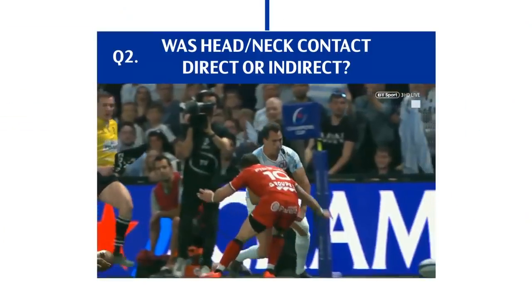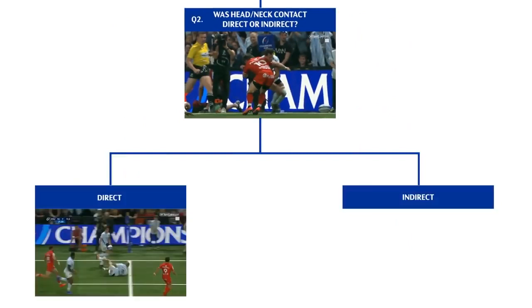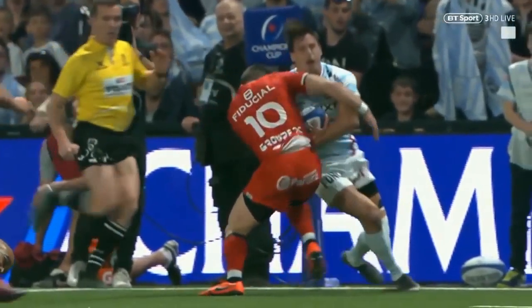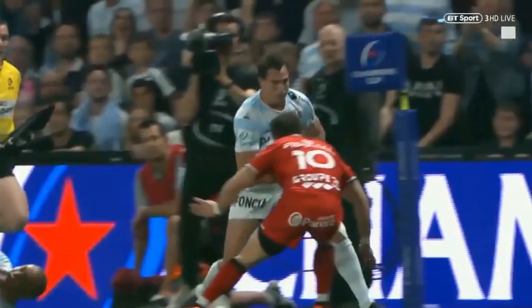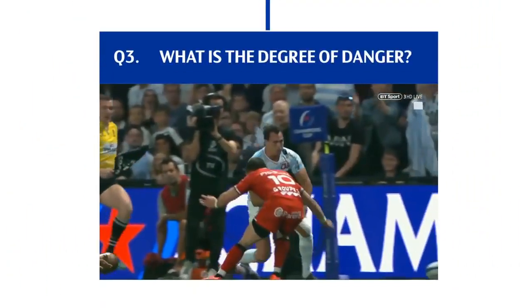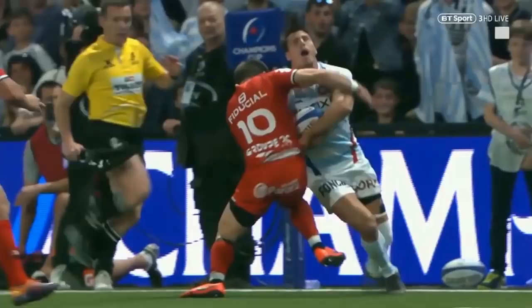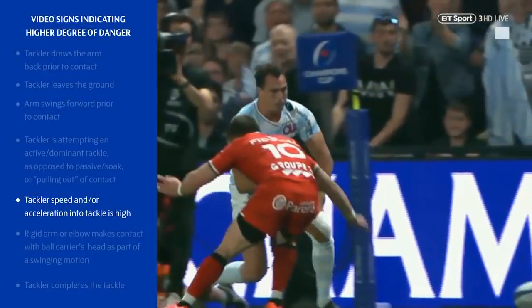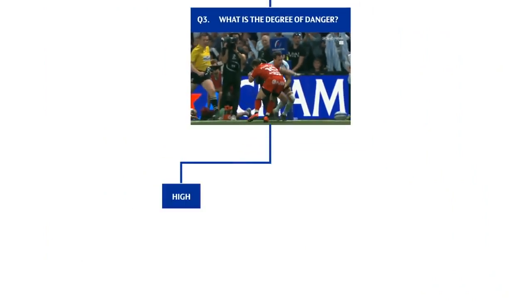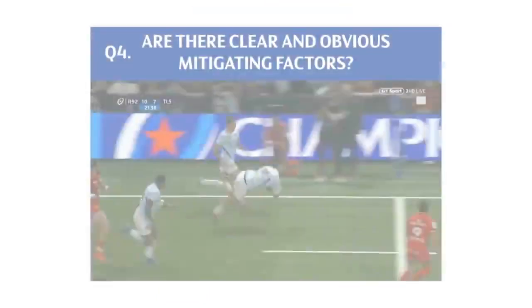The second question is whether neck contact is direct or indirect. In this case, the upper arm to neck contact is direct, even though the tackler's right arm is held lower and makes contact with the ball carrier's body. The primary high contact happens direct to the ball carrier's neck. Third, they ask whether the degree of danger is high or low. Because the tackler is accelerating into the tackle, is attempting a dominant tackle, and completes the tackle, the degree of danger is high. Using the framework, this example of an arm direct to the head or neck with a high degree of danger would result in an initial decision of a red card.